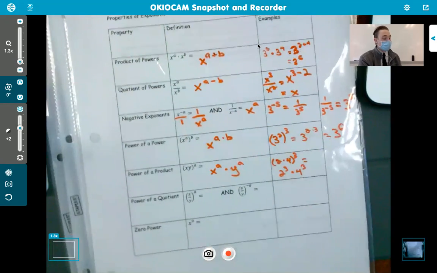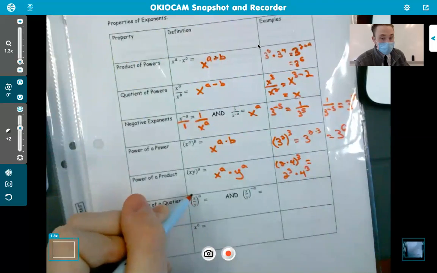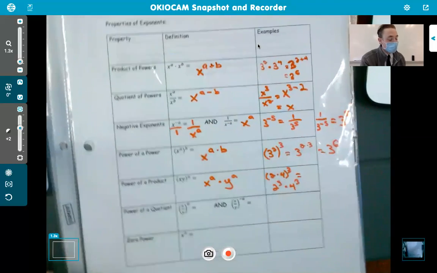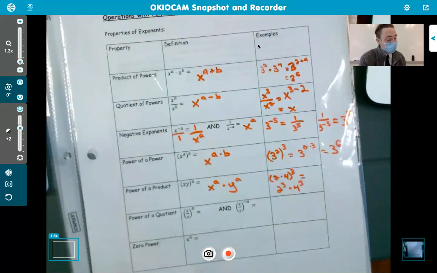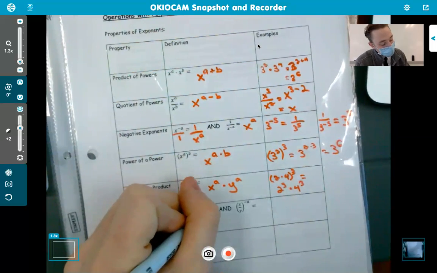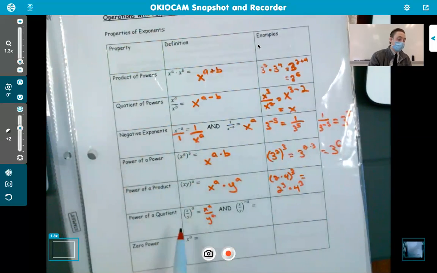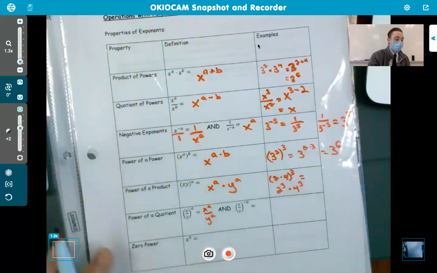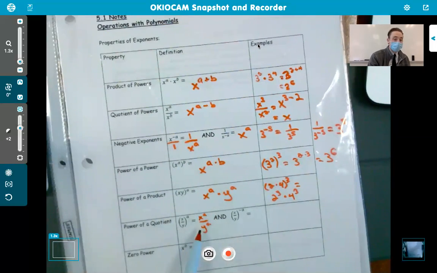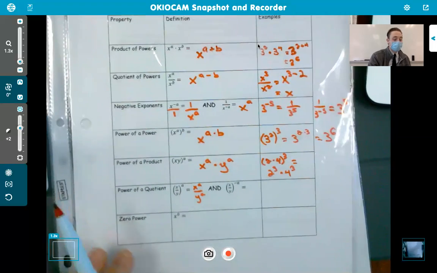That works the same with division. So if you have a number or variable divided by another variable, all raised to a certain power, you can think of this as x to the a over y to the a. So instead of doing the division first and then raising it to a power, you can raise each of those numbers to a power and then do the division.